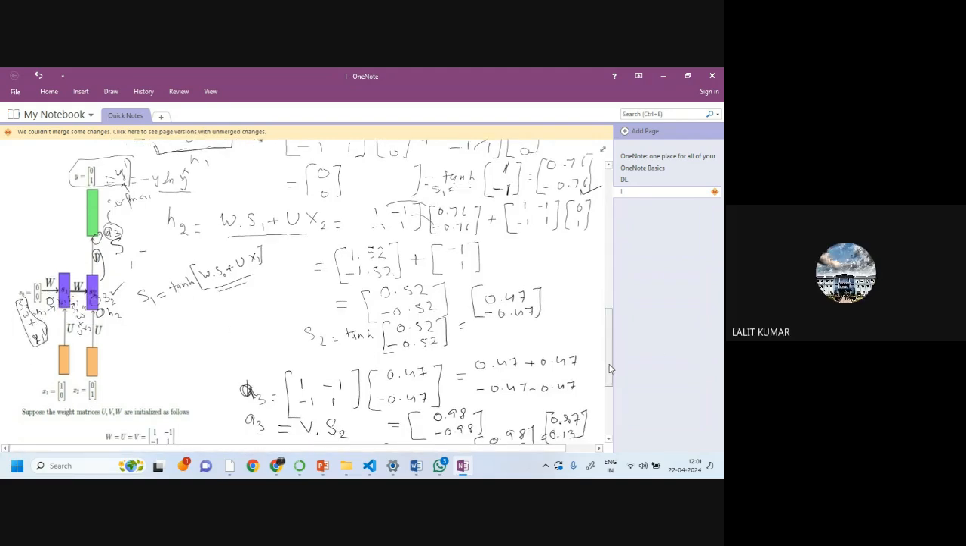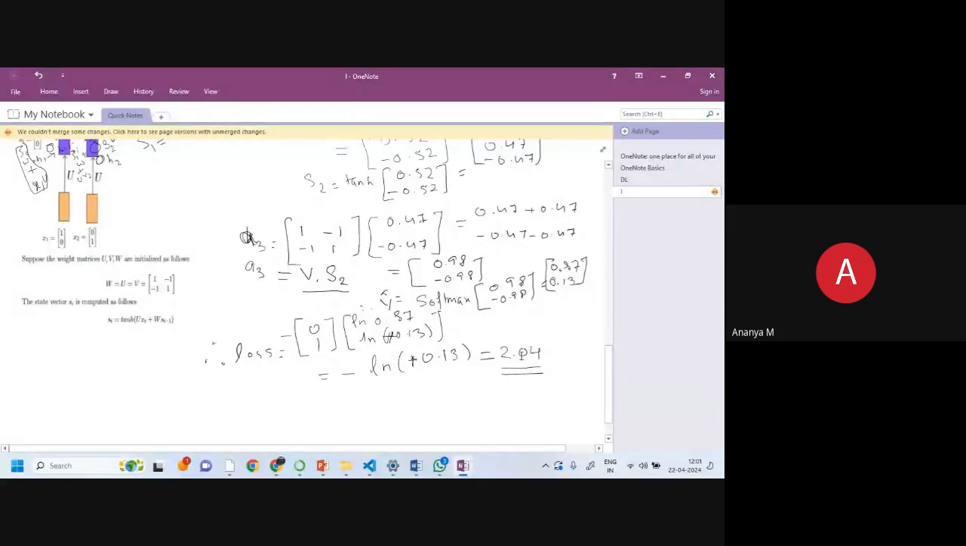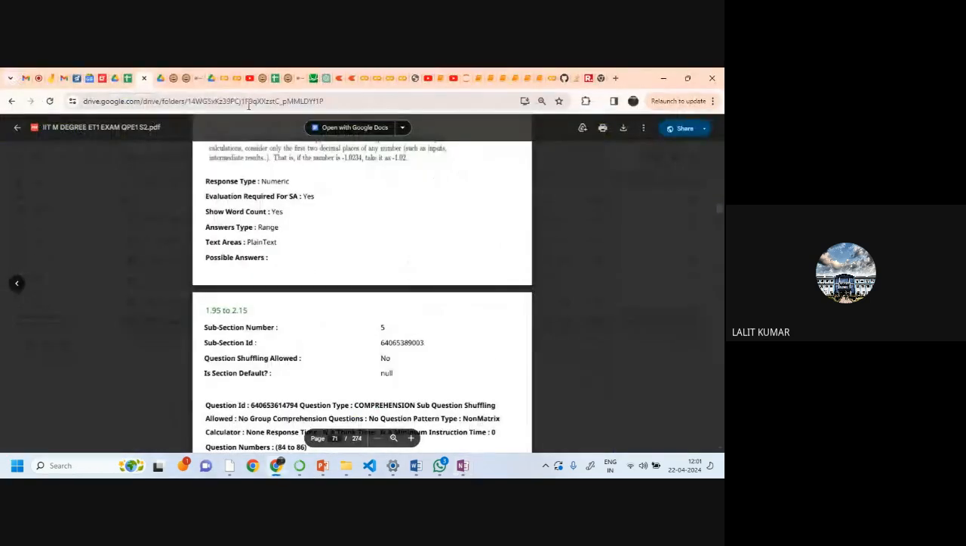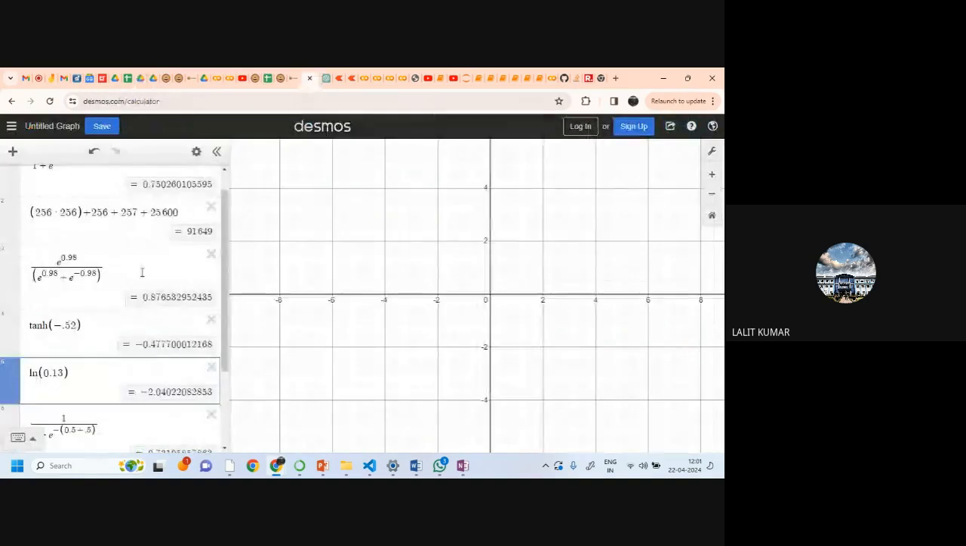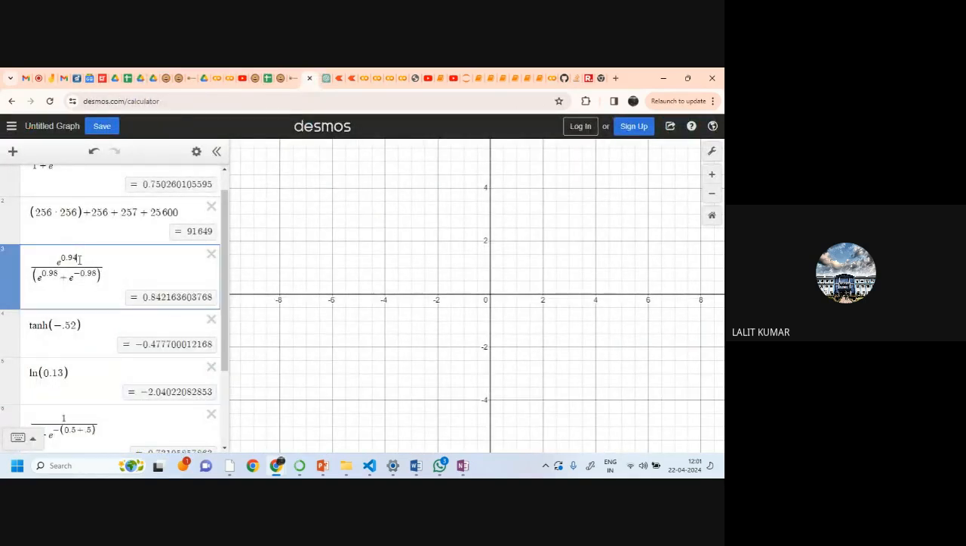Yeah, no problem. Tell me. We have 0.47 plus 0.47. That is 0.94. How have you got it? Okay. So take 0.94 as well, then we have to apply softmax to this. Yes, apply softmax on this. 0.94... 0.87. Okay.